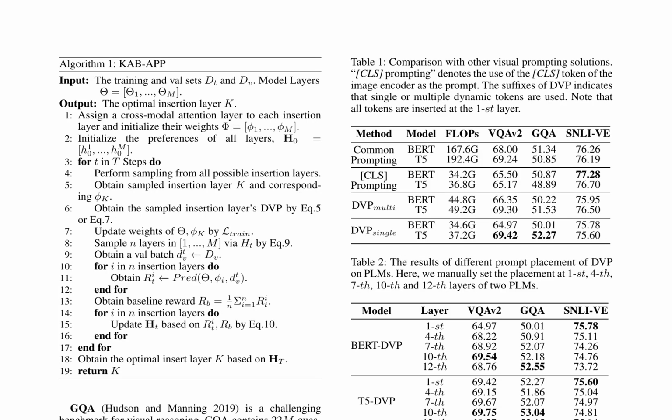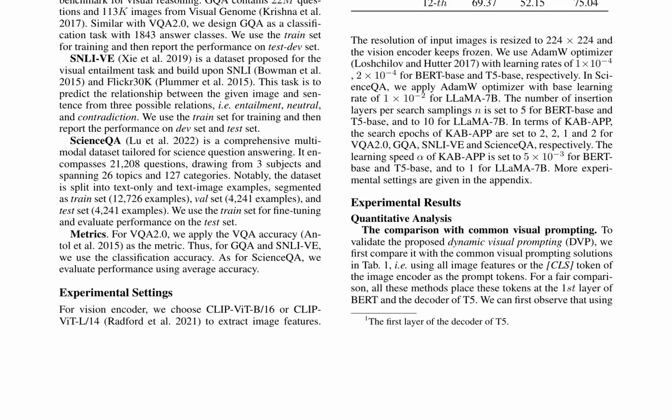The KABAPP algorithm is utilized to identify the optimal insertion layer within a model, incorporating cross-modal attention layers, sampling, and weight updates. This algorithm is applied to various datasets, including VQA 2.0, GQA, SNLI-VE, and ScienceQA. The page also presents experimental settings and results, comparing different visual prompting solutions and the proposed dynamic visual prompting (DVP). DVP is shown to outperform common visual prompting methods in several datasets.